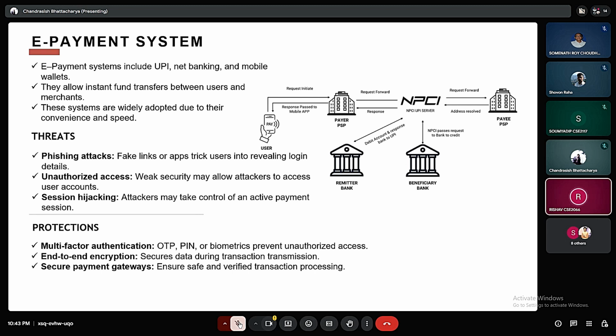To combat these threats, we rely on robust protections. Multi-factor authentication, such as OTPs, PINs, or biometrics, is the first line of defense to stop unauthorized access. End-to-end encryption ensures that data is unreadable to hackers while it is being transmitted. And finally, secure payment gateways ensure every transaction request is verified before processing. Next slide.